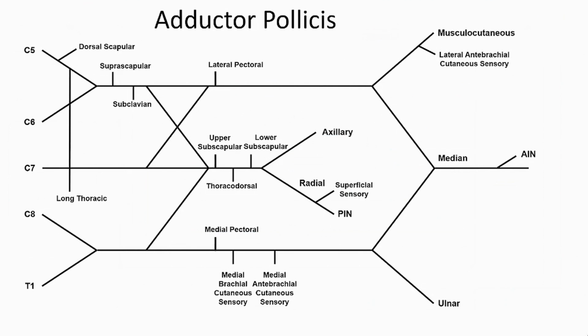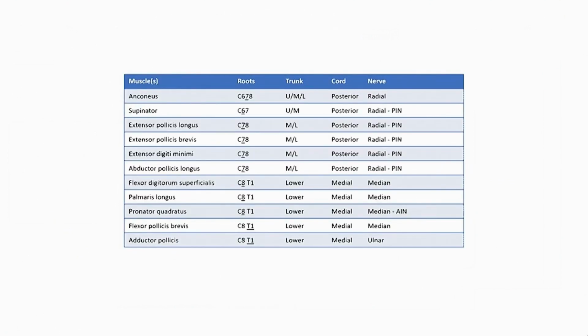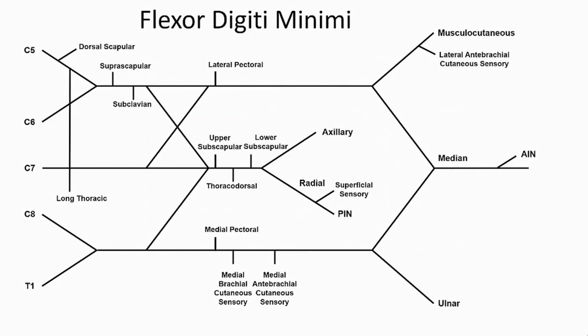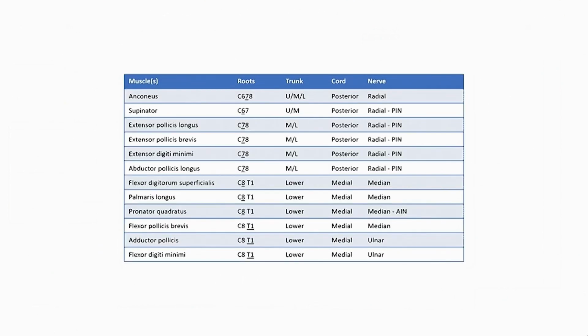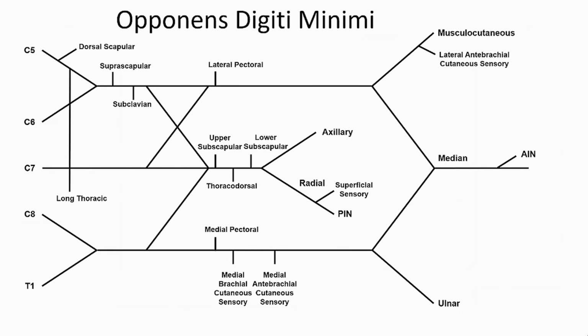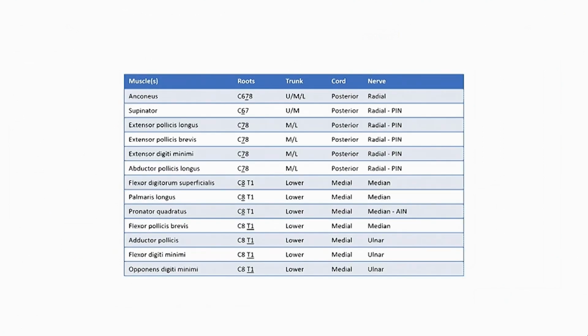Adductor pollicis, C8 T1, lower trunk, medial cord, ulnar nerve. Primarily a T1 muscle. Flexor digiti minimi, C8 T1, lower trunk, medial cord, ulnar nerve. Primarily a T1 muscle. Opponens digiti minimi, C8 T1, lower trunk, medial cord, ulnar nerve. Primarily a T1 muscle.